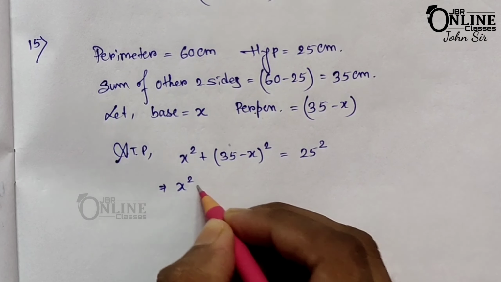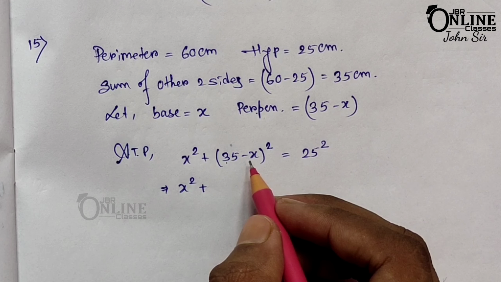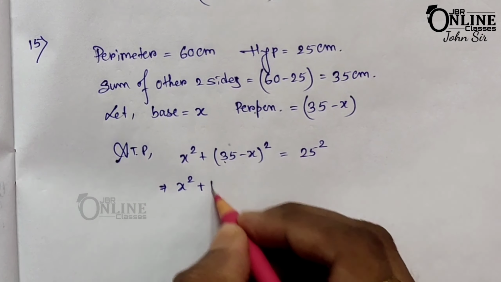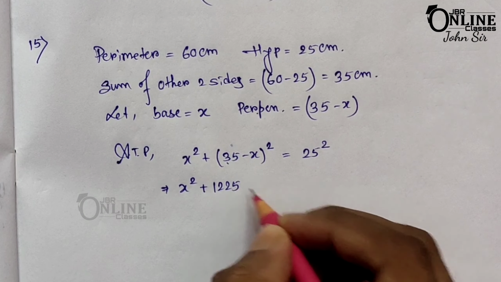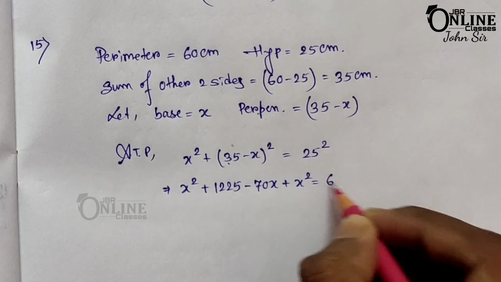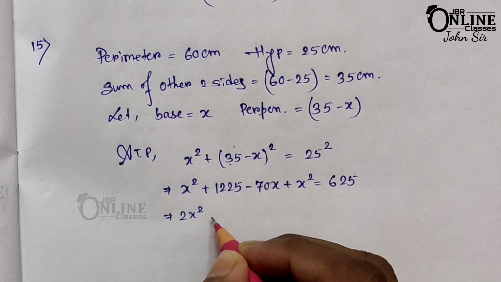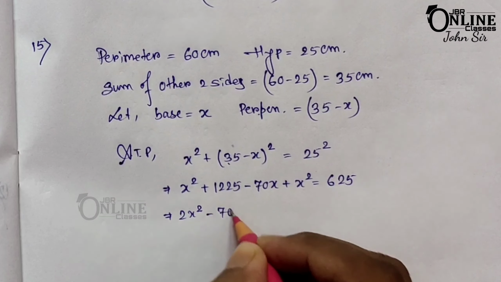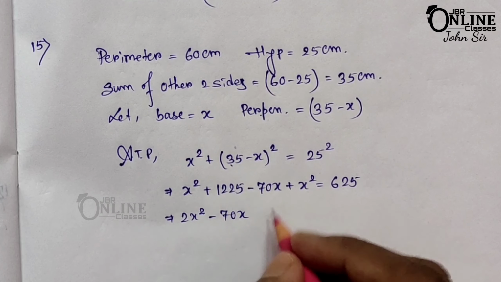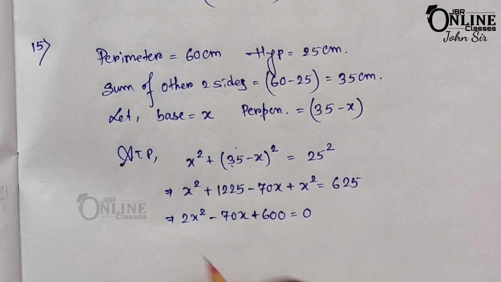So x square plus (35 minus x) whole square, here you can apply the formula (a minus b) whole square. Okay, so it will be 1225 minus 70x plus x square, that equals 625. So 2x square minus 70x, and subtracting 625 from 1225, it will be, I hope, 600, that equals 0.